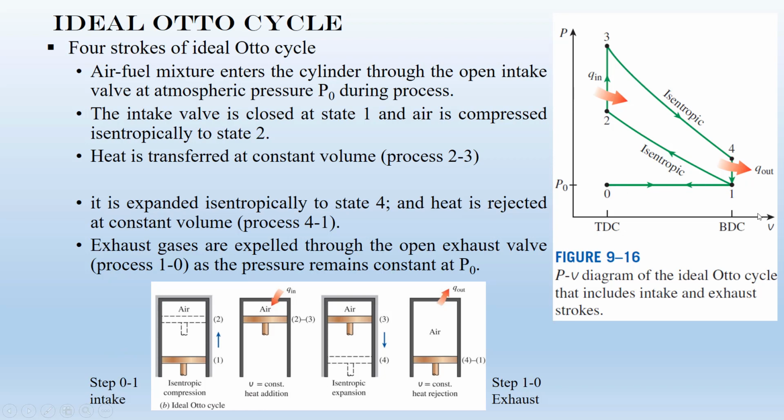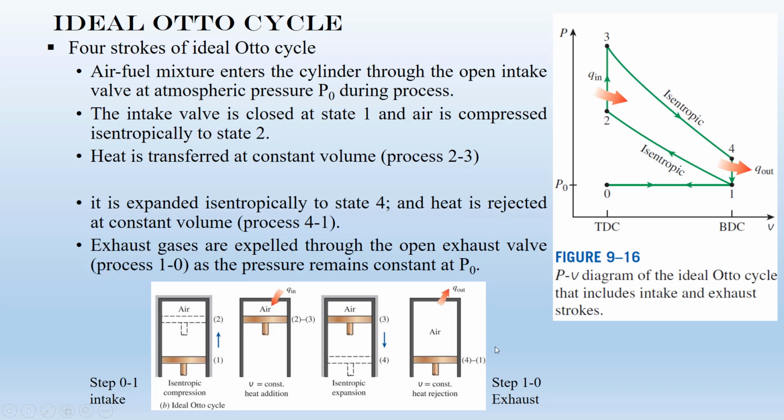This is the PV diagram, correct? So the piston moves from the minimum volume to the maximum volume, Vmax, correct? This is step 0 to 1, correct? Now, we have the isentropic compression. This is the second stroke. Then heat is added at constant volume. There's no stroke here. And then the third stroke is isentropic expansion. Then the next step, at constant volume, heat is rejected.